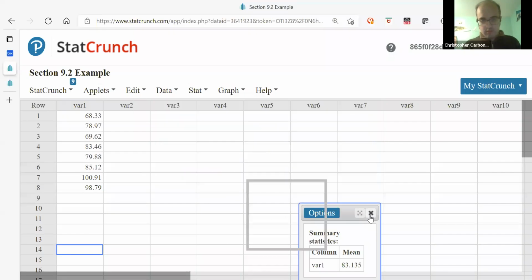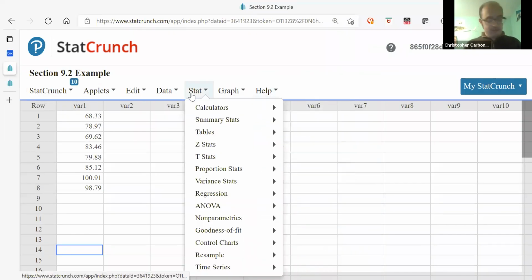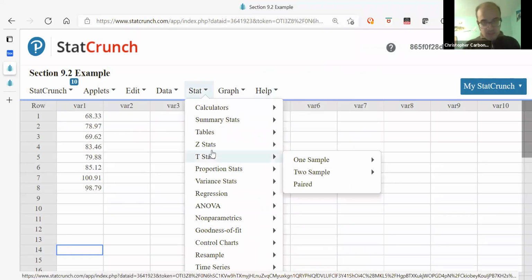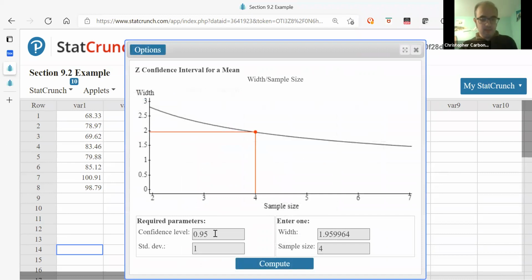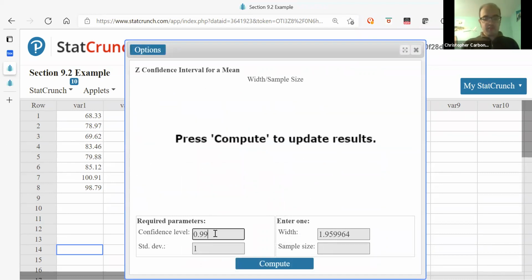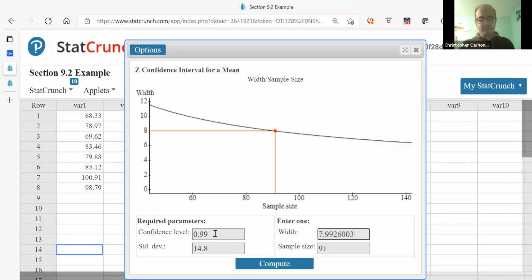So we are going to go to stat, Z stats, one sample with sample size. The confidence level at first was 99%, sample standard deviation of 14.8. The width was 4 points times 2, so a total of 8. Sample size for 99% confidence is 91.